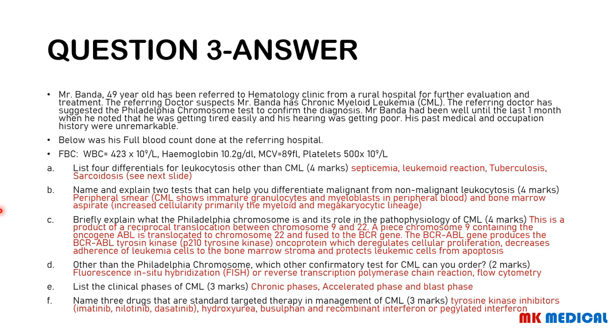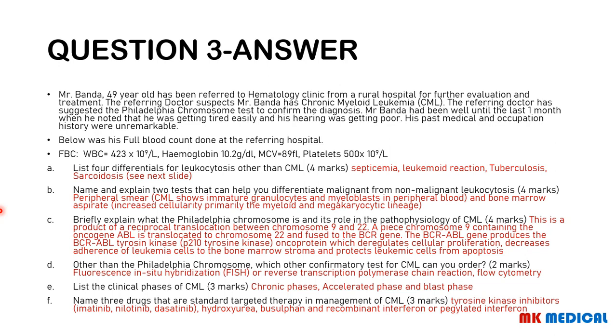Then name and explain 2 tests that can help you differentiate the malignant from non-malignant. So one important thing is peripheral smear. Remember that in the peripheral smear, when you're suspecting that this is CML, you're going to be having a lot of immature granulocytes, and you have these myeloblasts, these immature cells in the bloodstream. And there will be, depending on the stage where you are, a certain percentage. And then of course, a bone marrow aspirate is going to show you increased cellularity, primarily the myeloid and the megakaryocyte lineage.